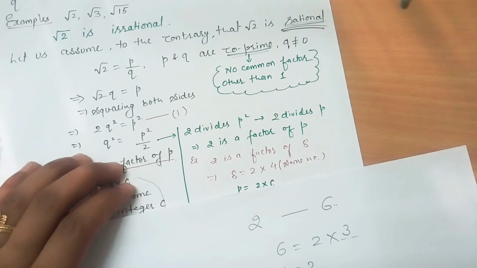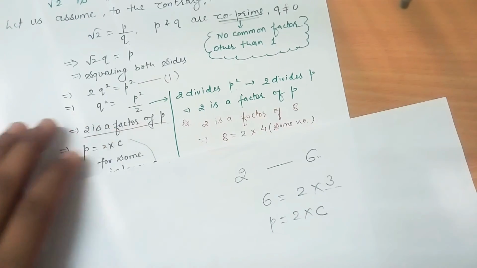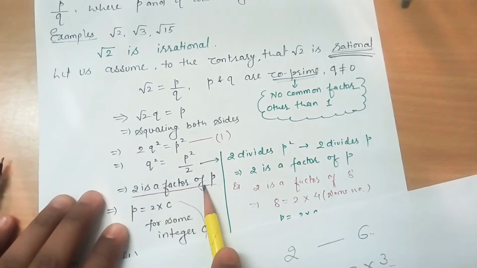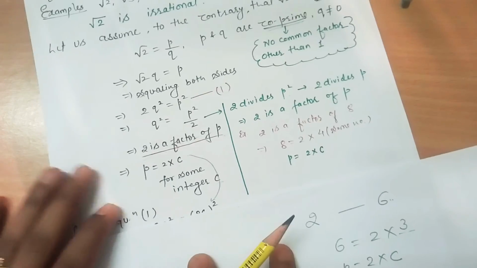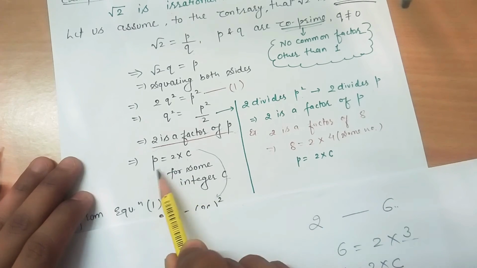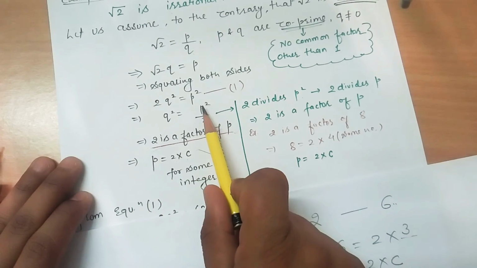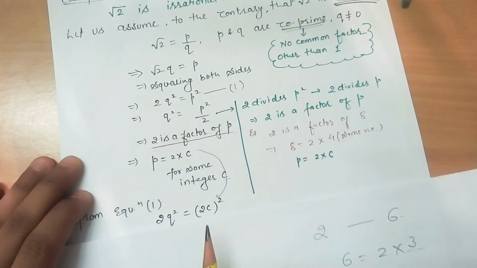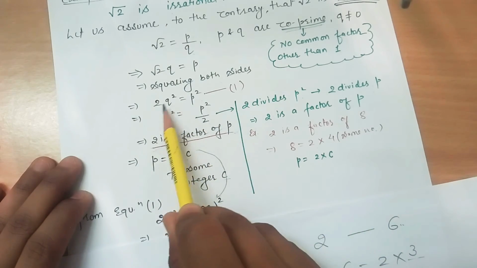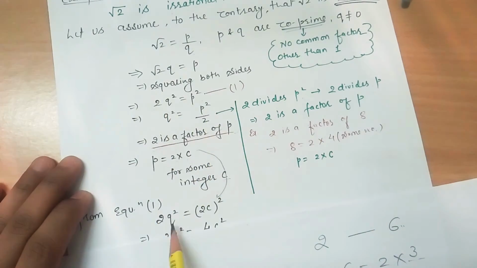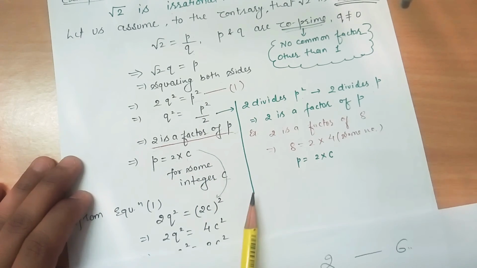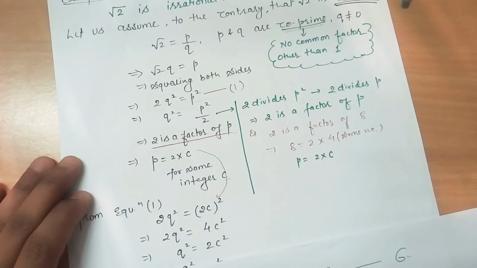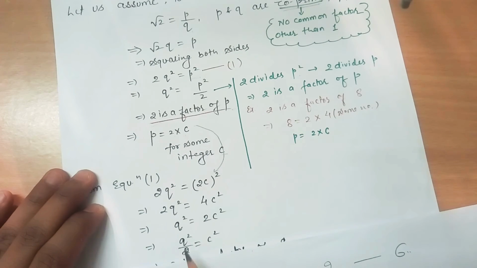So in general, we can write p is equal to 2 multiplied by c. Means 2 is a factor of p, it means p is equal to 2c for some integer c. Now we will substitute this value in equation number 1. So after substituting the value, we will get 2q square is equal to 2c the whole square, and finally we will get q square by 2 is equal to c square.